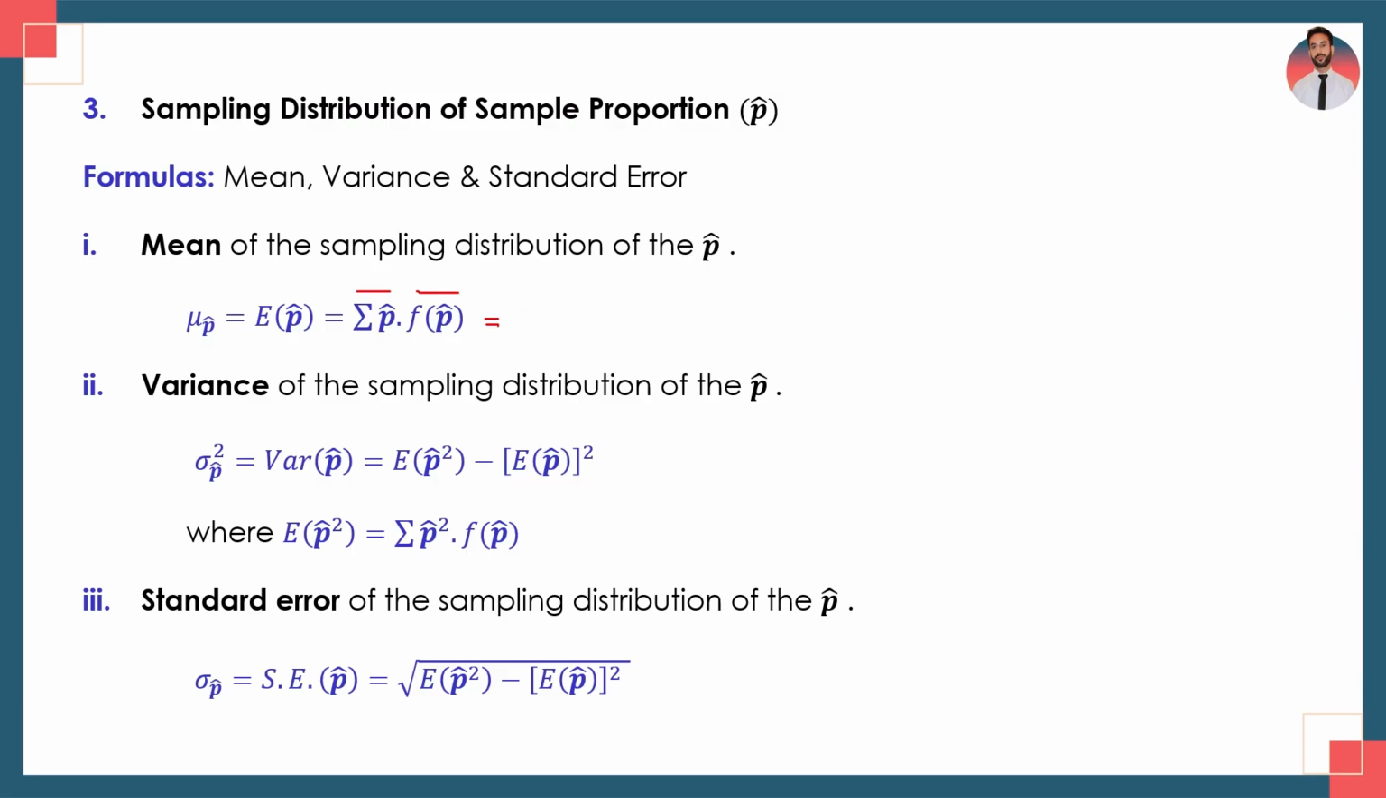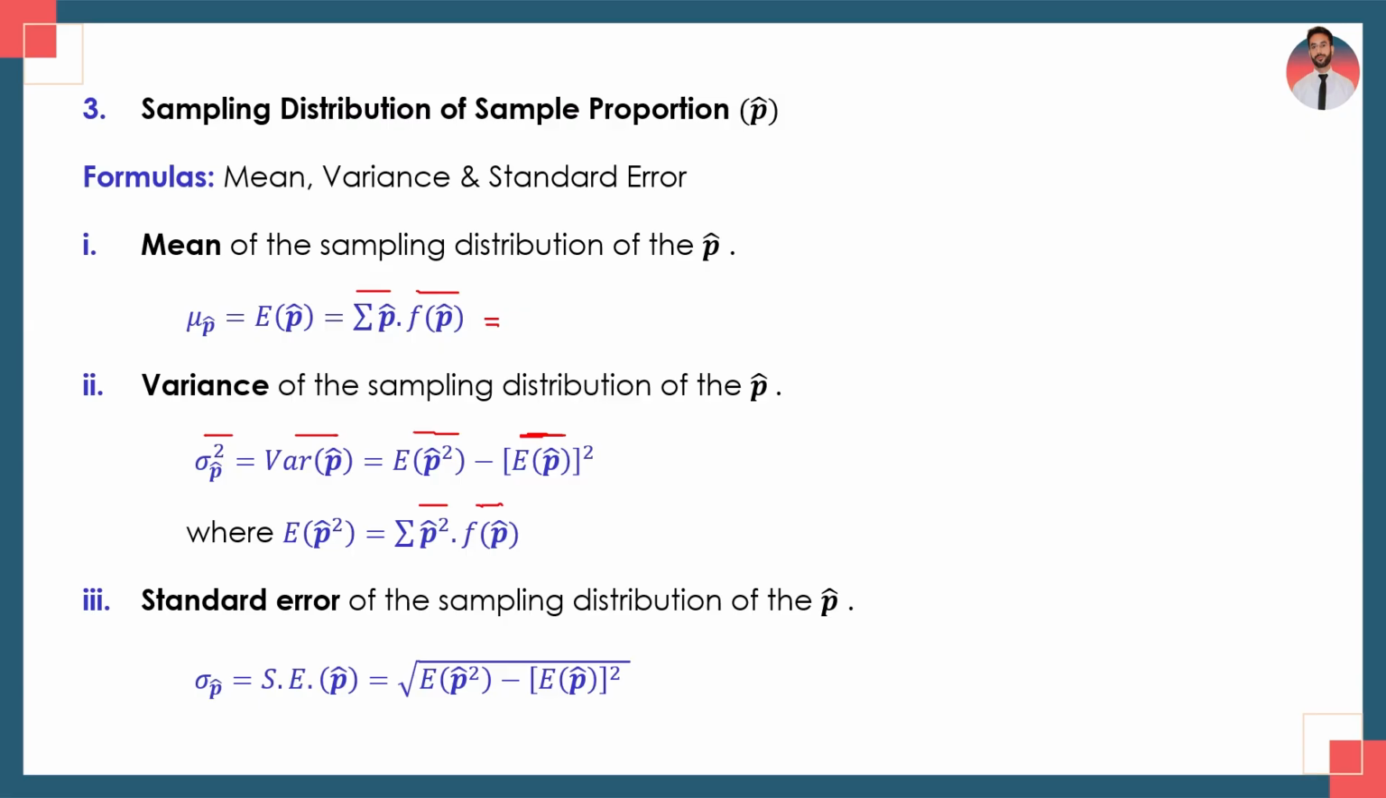वेरिएंस के लिए इस फॉर्मूला यूज करेंगे. वेरिएंस ऑफ द सैम्पलिंग डिस्ट्रीब्यूशन ऑफ पी हेड इज डिनोटेड बाय सिग्मा स्क्वायर पी हेड और वेरिएंस ऑफ पी हेड भी राइट कर सकते हैं और इसमें हम लोग एक्सपेक्टेड वैल्यू ऑफ पी हेड का स्क्वायर माइनस एक्सपेक्टेड वैल्यू ऑफ पी हेड होल स्क्वायर यूज करेंगे. This formula can be used for the variance of the sampling distribution of p hat और एक्सपेक्टेड वैल्यू ऑफ पी हेड का स्क्वायर सबसे पहले आपने फाइंड करना है. इसको ओपन करेंगे summation sign p hat square into f of p hat.